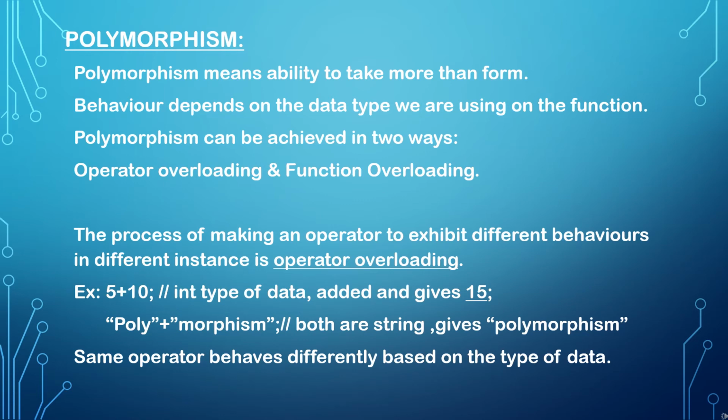Poly means many, taking more than one form. So one operator can take many forms, or one string can take many forms. This can be achieved in two ways: operator overloading and function overloading. Operator overloading means one operator is overloaded with different concepts. Example, 5 plus 10: the plus operator is the addition operator here. 5 plus 10, 15, answer.